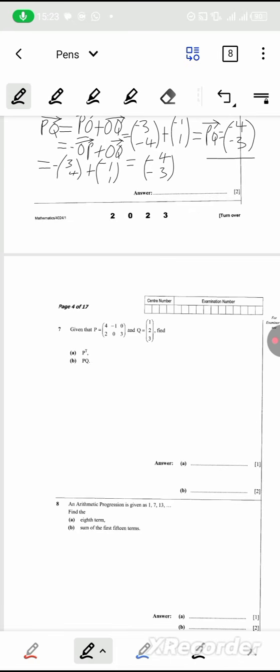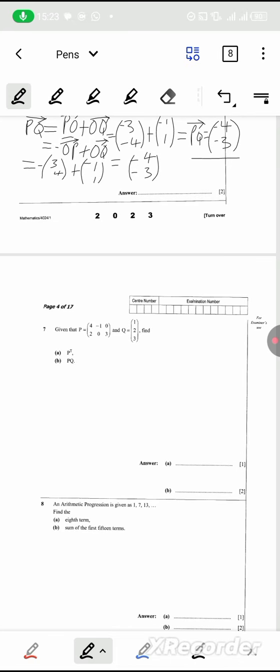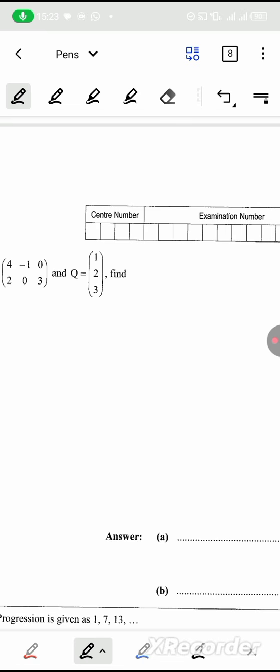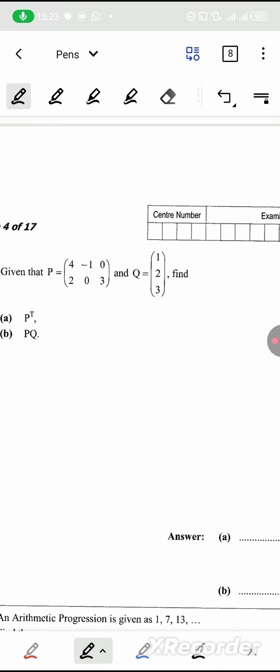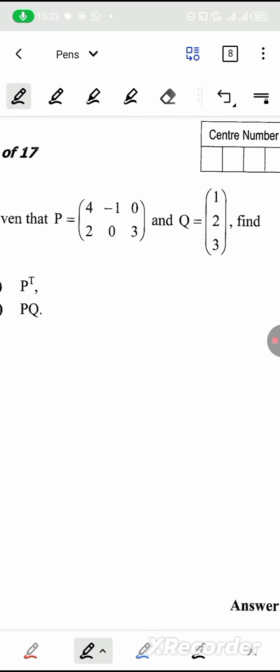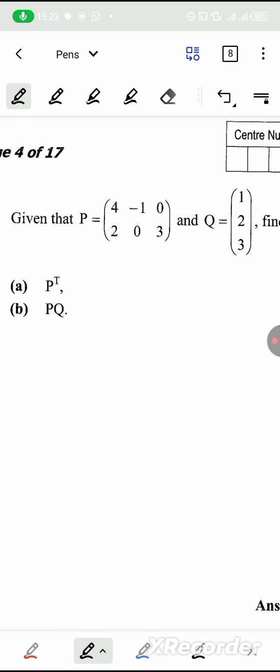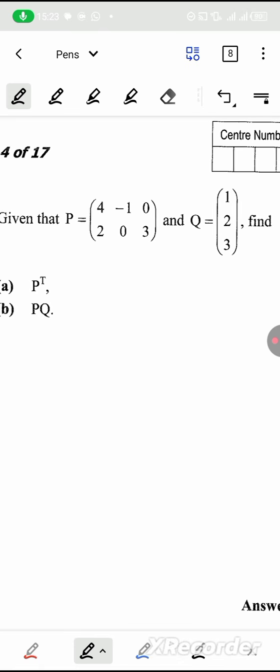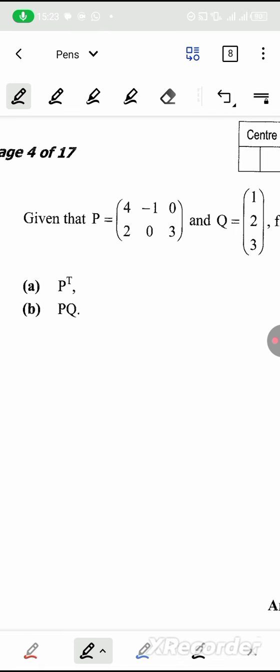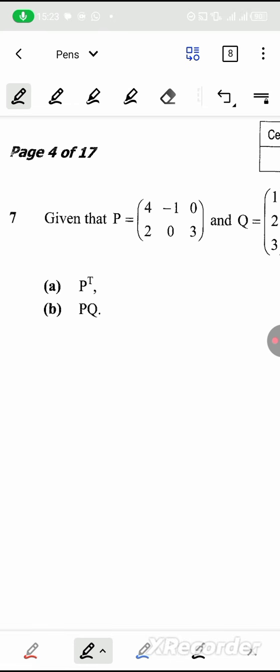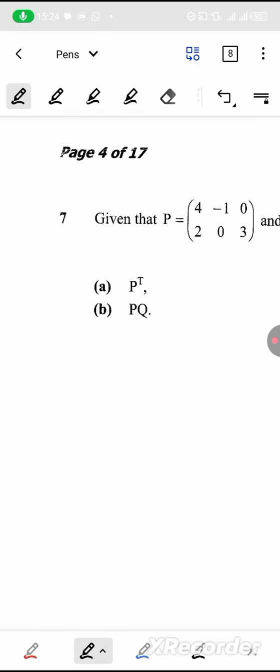Question number 7. We can also zoom the question so that we can see it properly. So question number 7, they are saying, given that P is equals to 4, negative 1, 0, 2, 0, 3, and Q is equals to 1, 2, 3, find A, P transpose, then B, PQ.